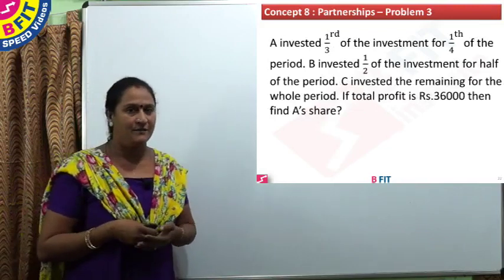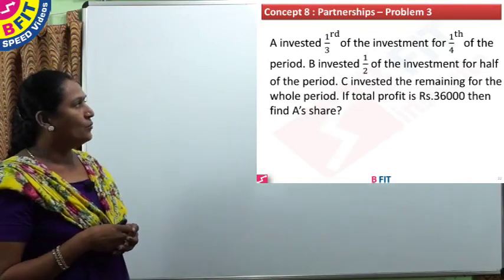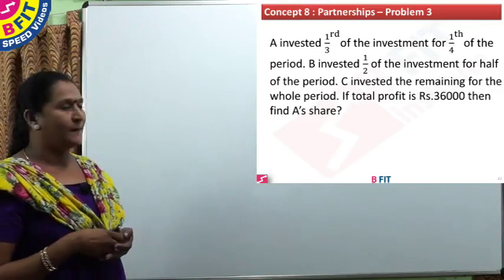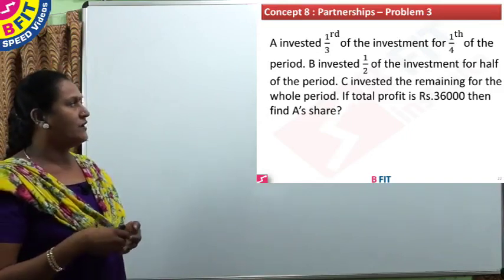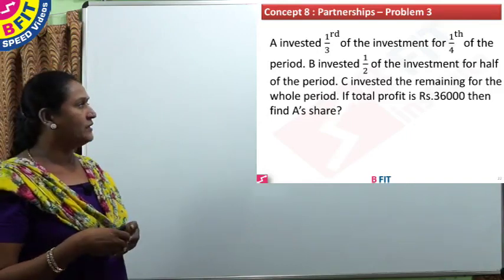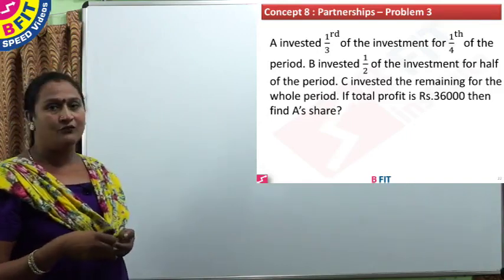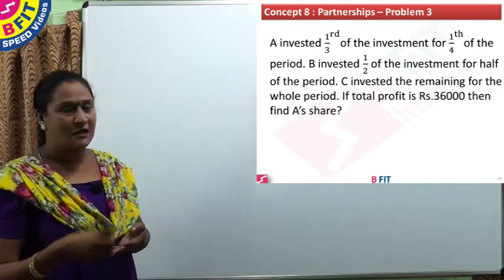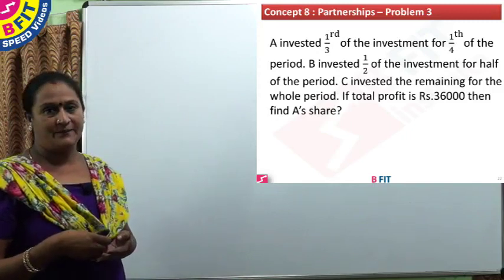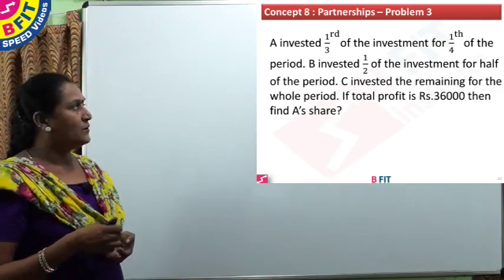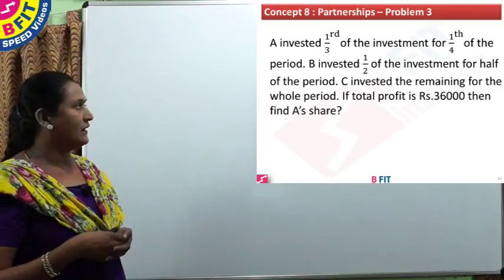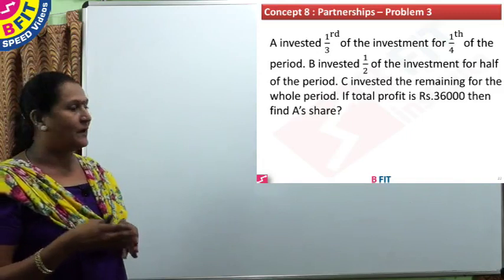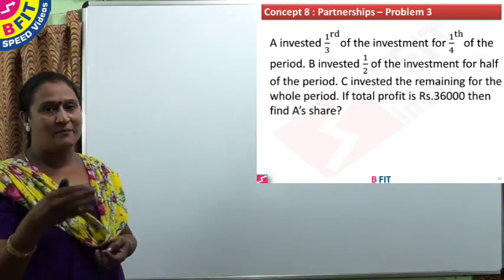The question is: A invested 1/3 of the investment for 1/4 of the period. B invested half of the investment for half of the period. C invested the remaining for the whole period. If total profit is rupees 36,000, then find A's share. In this question, part of an investment and period is given. Multiplying the investment and period, you get the part of profit shared by A, B and C.